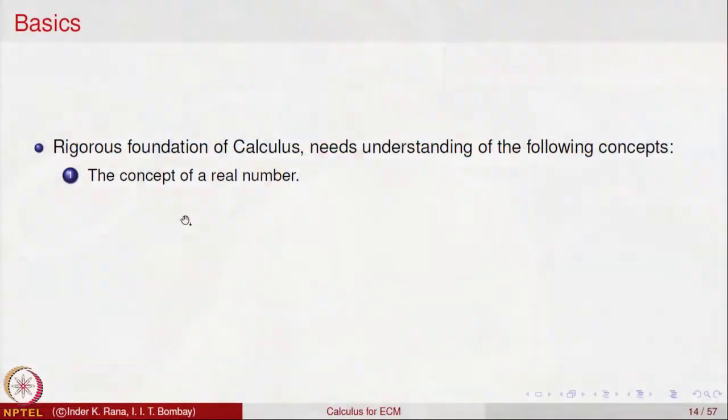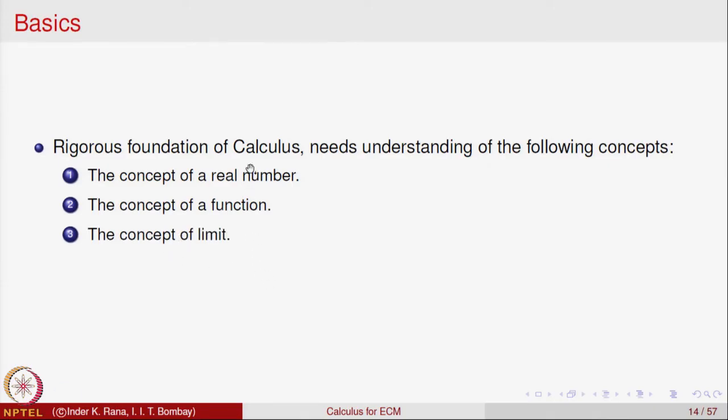So, after their work, it was discovered that though there were a lot of ideas in the works of Newton and Leibniz, a rigorous foundation of calculus, if it is to be done, needs understanding of the following concepts, namely what is the concept of a real number. At the beginning of the 18th century, what is a real number was not clear. It was not mathematically defined, not mathematically very well understood. There was the concept of a function that also was not very clear. What is a function mathematically? And the concept of limit. All these three were basic, foundational for the rigorous foundations of calculus.